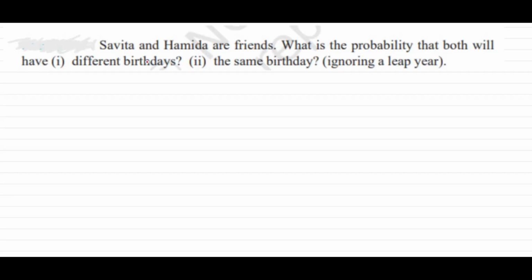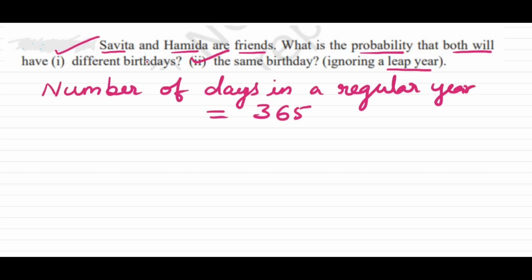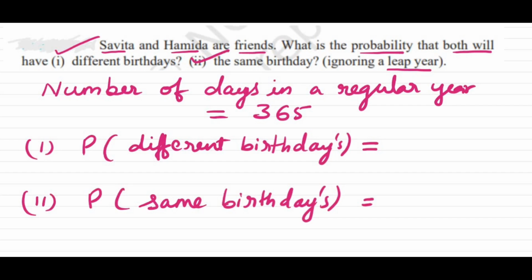Here there is one more application on probability. The question is, Savita and Hamida are friends. What is the probability that both will have different birthdays and the same birthday, ignoring that it is a leap year? Since we know that the number of days in a regular year is 365 days, so 365 days is the total number of outcomes. Let us answer the second bit first.